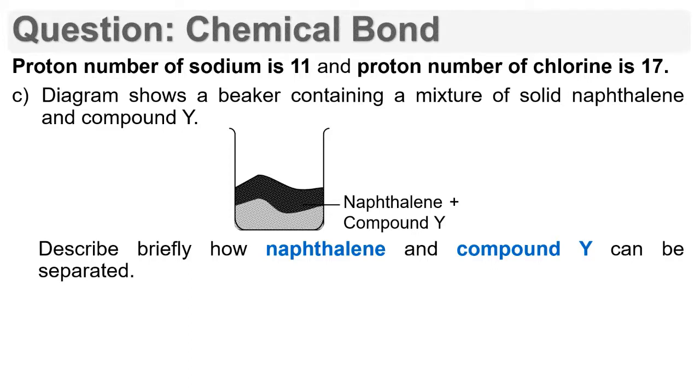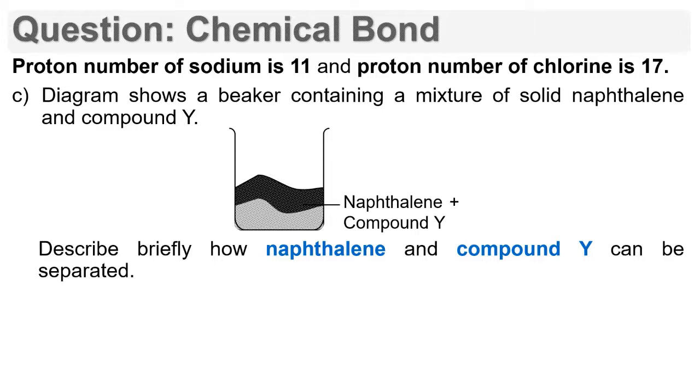Compound Y, which is sodium chloride, is an ionic compound. Physical properties of an ionic compound are high melting and boiling points, soluble in water, insoluble in organic solvent, conducts electricity in molten and aqueous state. Based on these physical properties, identify how we can separate them.